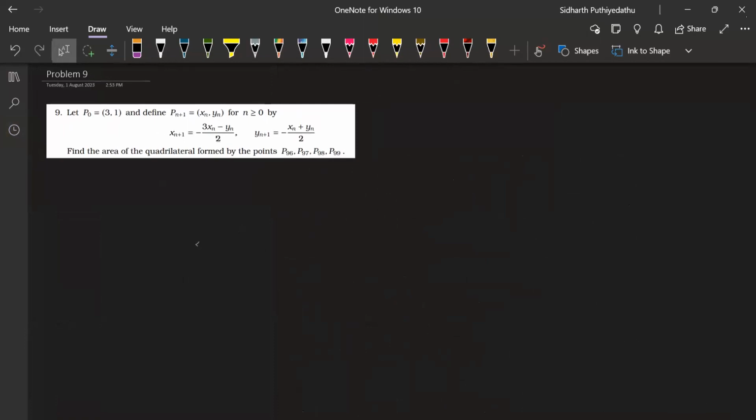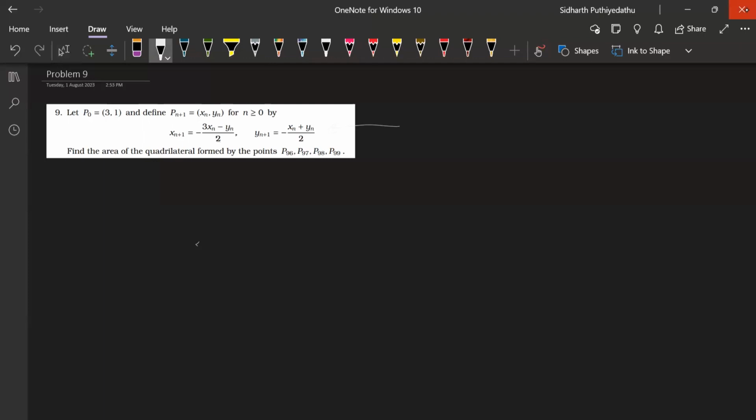Okay, this one is quite interesting. So we define a sequence of points as follows. You start with (3, 1) and let the coordinates be xn and yn. At the start it's x0, y0. The next one, we define with this set of equations, that xn plus 1 is minus 3 xn minus yn over 2, and minus xn plus yn over 2 is yn plus 1. Just linear equations in these two variables. And they're asking us to find the area of the quadrilateral formed by some points far away, P96, P97, P98, P99.